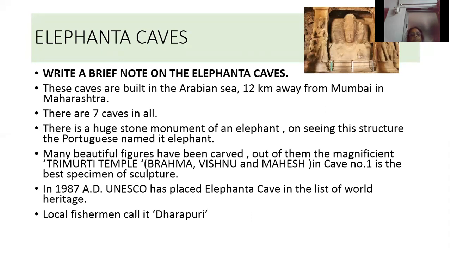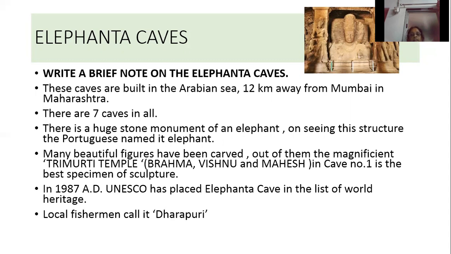So where are the Elephanta caves built? In the Arabian Sea, 12 kilometers from Mumbai in Maharashtra. Then how many caves are there in all? There are 7 caves in all. And when the Portuguese came for the first time, they saw the statue of an elephant just in front of the cave. That is why they called them the Elephanta caves.